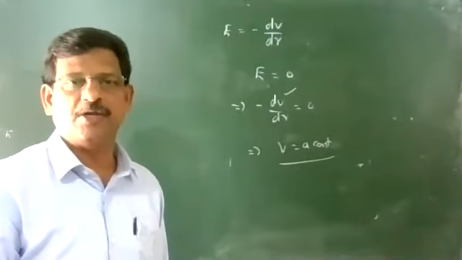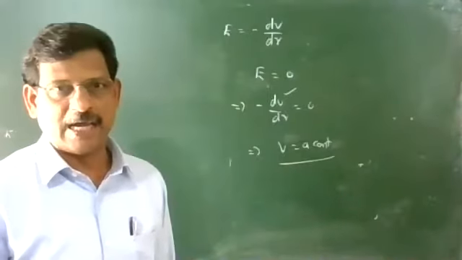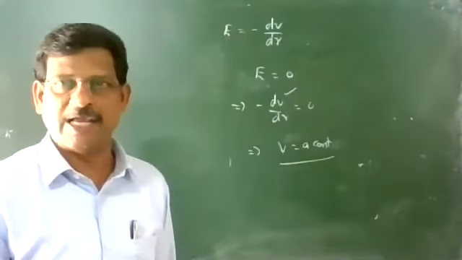Okay, which means that V equals constant. Potential can be constant. If the electric field is 0, that doesn't mean that the potential will be 0, but the potential can be constant. Examples.